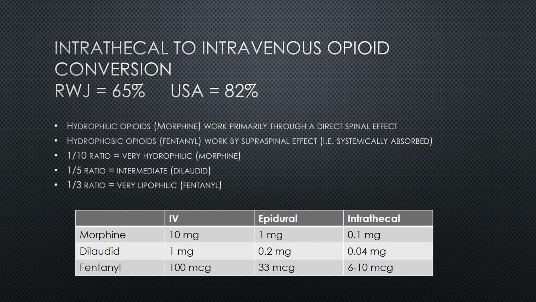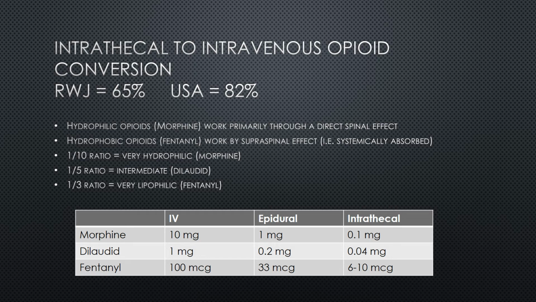So the ratios of intrathecal to intravenous opioids are a little bit different based on this characteristic of the opioids. So with very hydrophilic opioids, the ratio is about 1 to 10. So 10 milligrams of IV morphine is equivalent to 1 milligram of epidural morphine, which is equivalent to 0.1 milligrams of intrathecal morphine. So 10 times less, 10 times less.